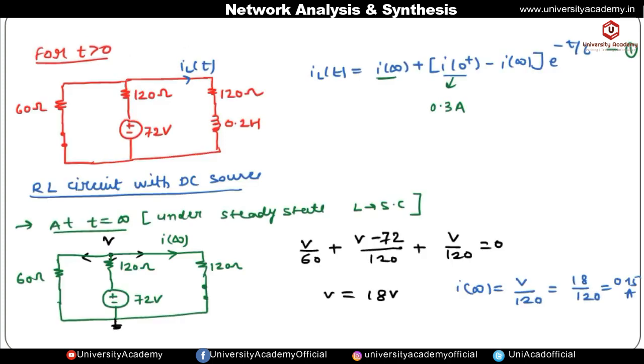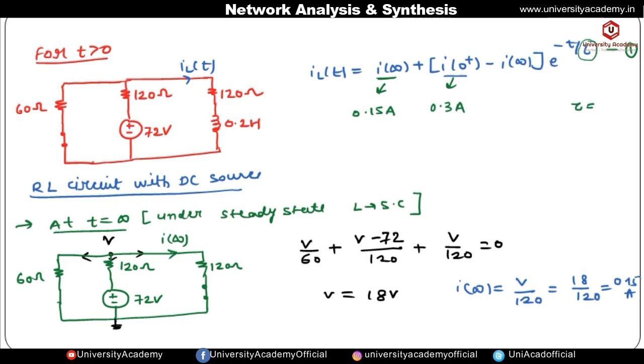Let me write again, I of infinity will be given by V by 120. V we have calculated as 18 volt, so 18 by 120, we are getting 0.15 ampere. So I of infinity is 0.15 ampere. Now we are only left with this tau, so it means we have to calculate tau, that is the time constant, and this is an RL circuit.